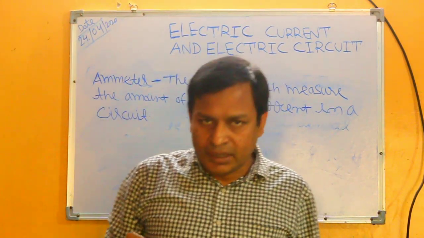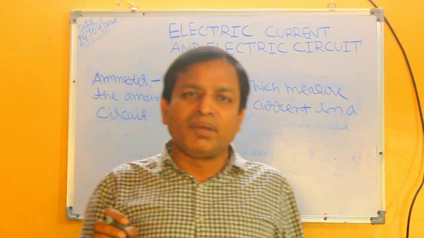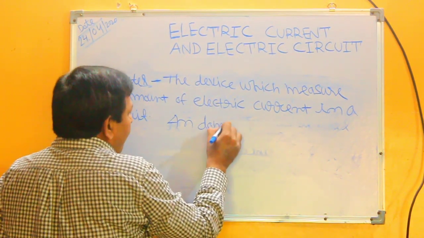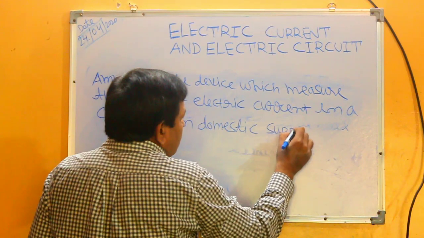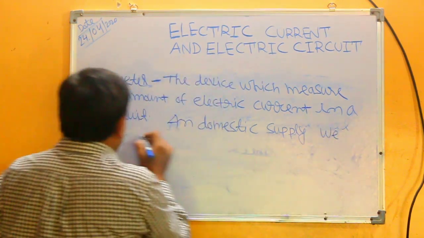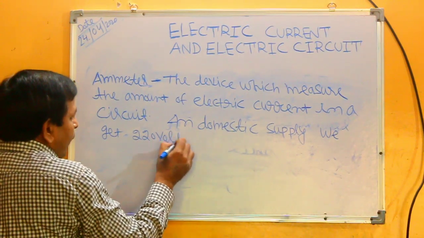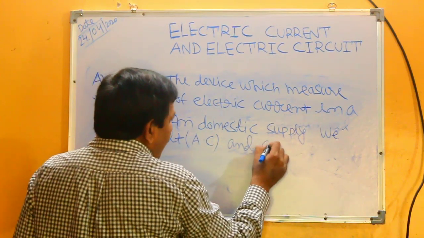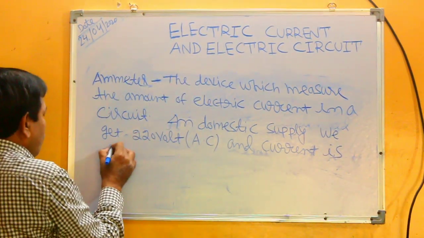In our domestic supply, we get 220 volt AC and the average current is 5 ampere.